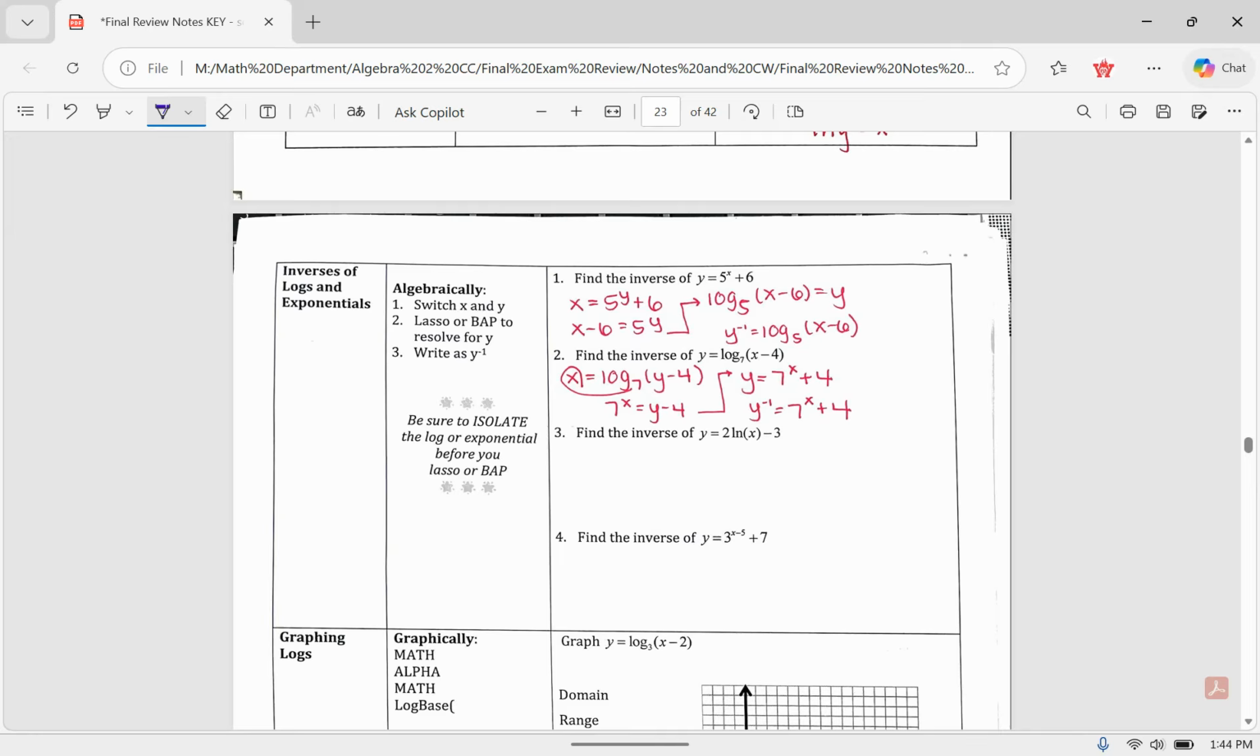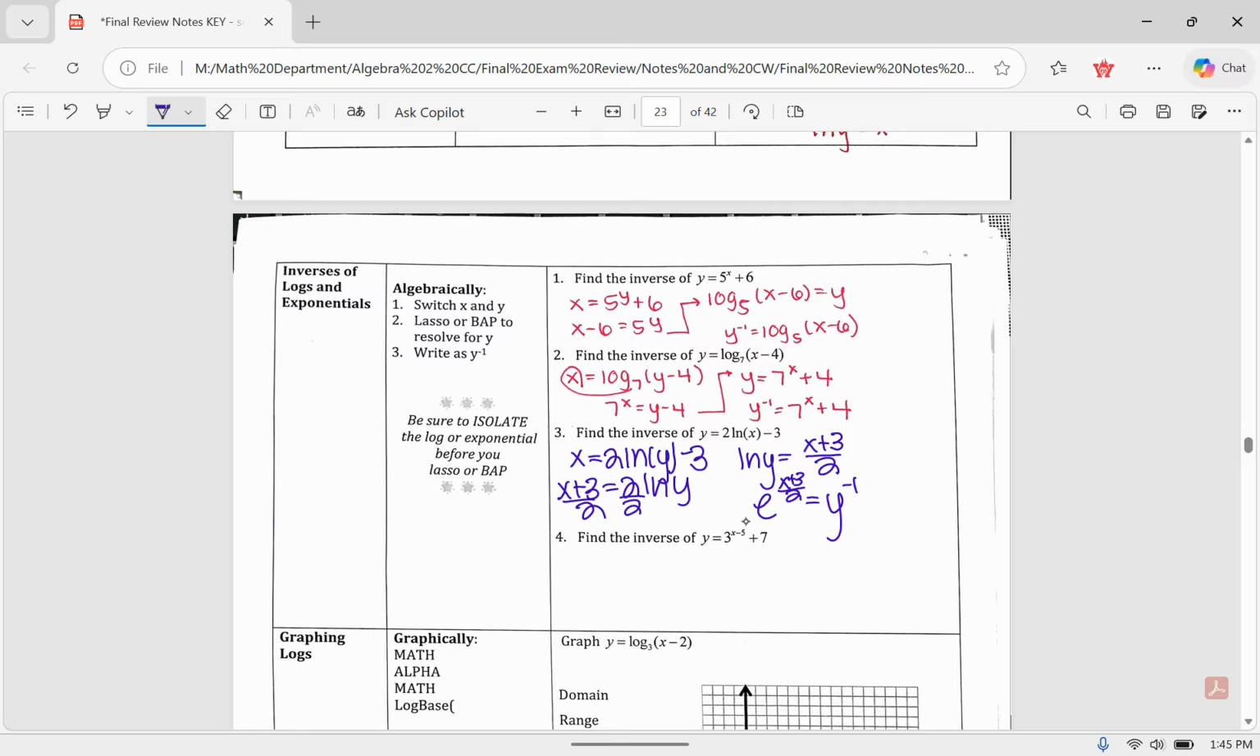So if I want to find the inverse of this log right here, I would just switch X and Y, and then I'm solving for Y. So I'm going to isolate this log by adding the 3. Divide by 2. And then the base of a natural log is E, so I can lasso this. And that gives me Y, and that's my inverse. So I just put my little inverse symbol there.